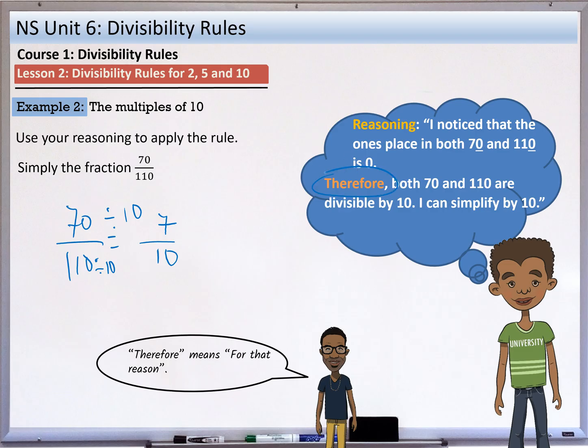The word therefore means for that reason. So again, we want to do two things. We want to understand and apply divisibility rules, and I want us to be able to explain ourselves with clear reasoning. So we can use the word therefore when we reason.